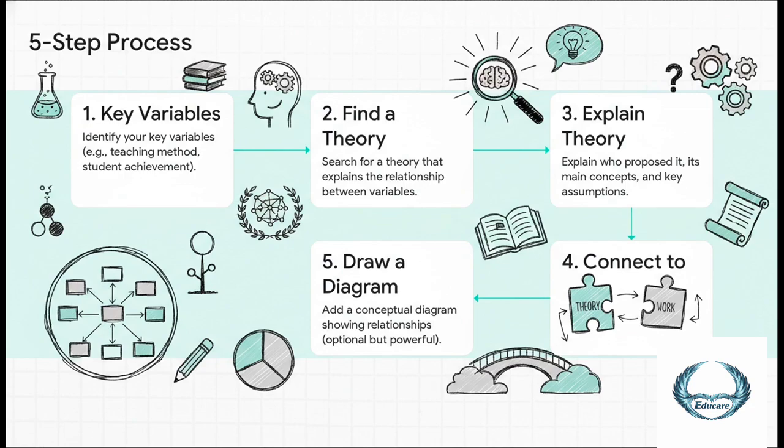Step 3, once you find your theory, you explain it. Who came up with it? What are its main ideas? Its assumptions? Lay it all out. And then step 4, and this is the most important part, you have to connect that theory directly to your study, to your variables. And finally, step 5, which is optional, but man, is it powerful, draw a diagram. A little chart showing how everything connects can be a total game changer.